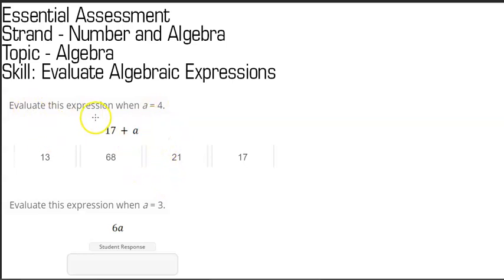So in this case here, evaluate the expression when a is equal to 4 for 17 plus a. This is just saying, well, what's 17 plus 4? Anywhere I see an a, I'm going to replace it with what the question is asking for, in this case 4. 17 plus 4 is equal to 21. So my solution has to be this. Nice and simple.